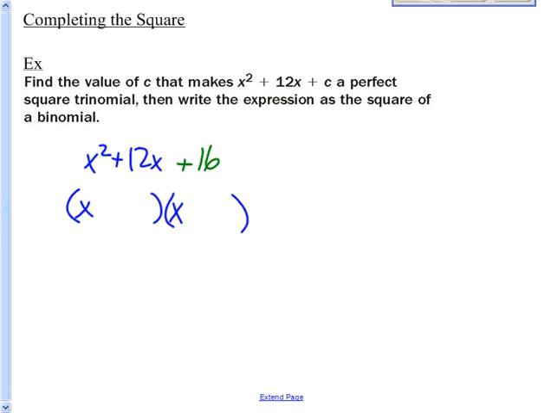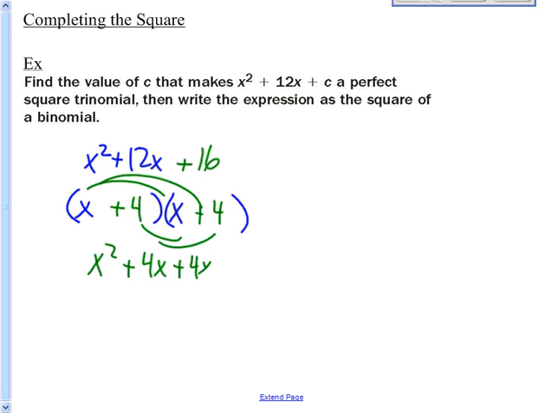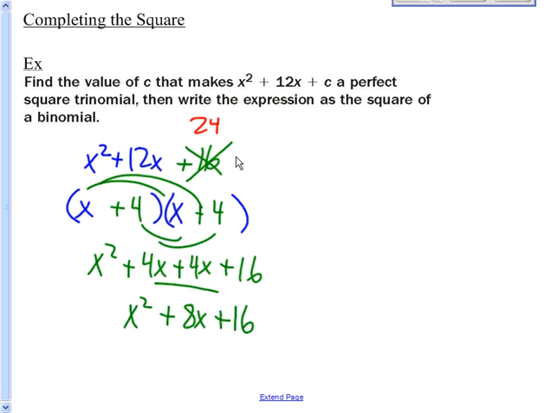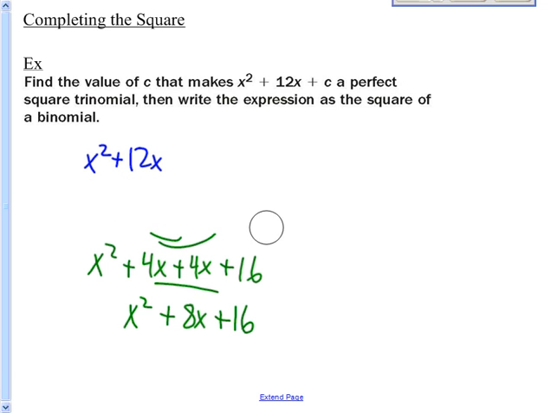Let's say, would it be 16? So would it be 4 and 4 here? Let's see if this works. x squared plus 4x plus 4x plus 16, x squared plus 8x plus 16. You're like, nope, it can't be 16. You could go to something else. Is it 24? Does that work? And you keep trying things. But there's actually a trick to finding the c value that makes the process not a guessing game.